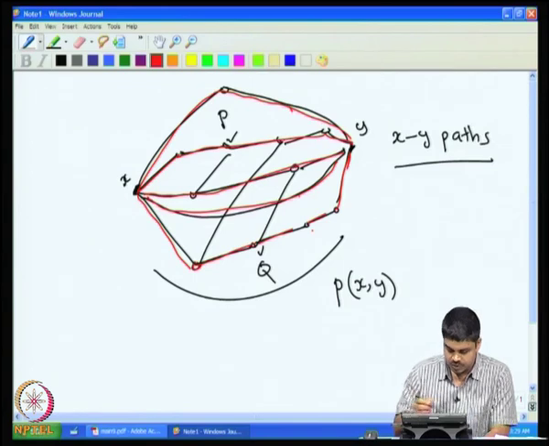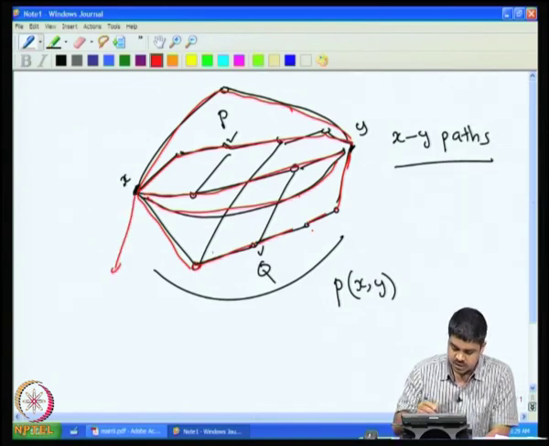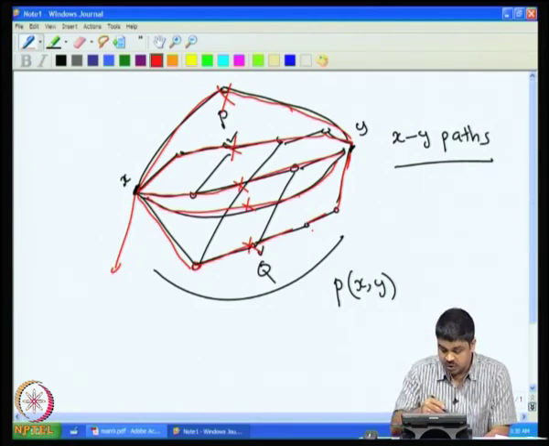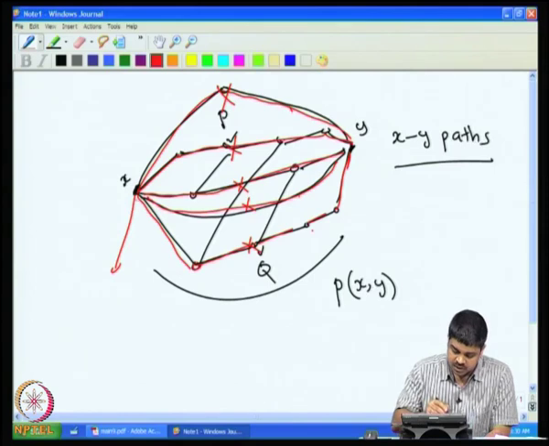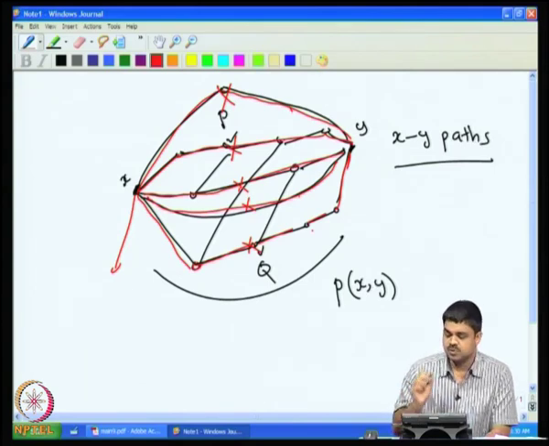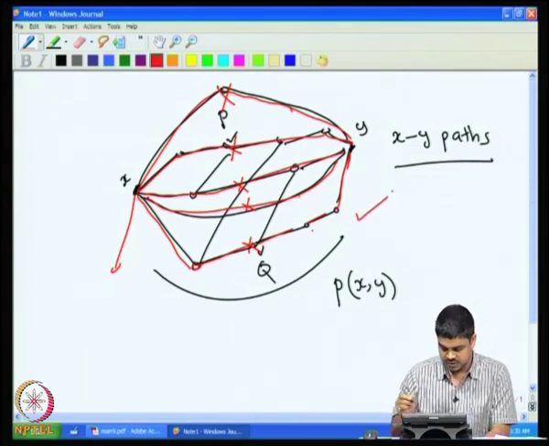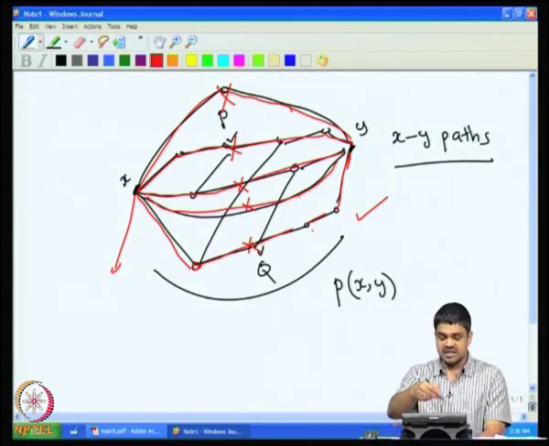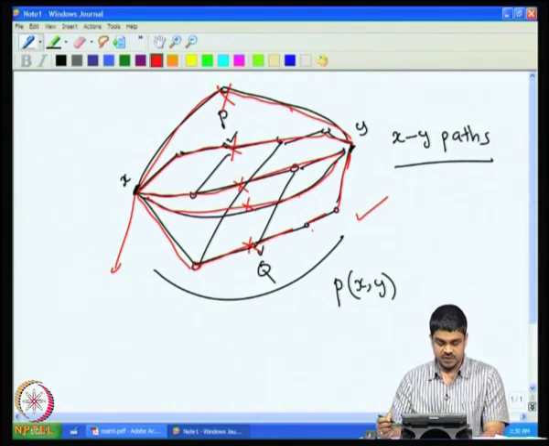The graph can be much more complicated. There can be other vertices, but it may so happen that if you take all these paths, then any other path has to share some vertices with one of these paths. That is what it means. If you take one more path, then the entire collection together will not be internally vertex disjoint.